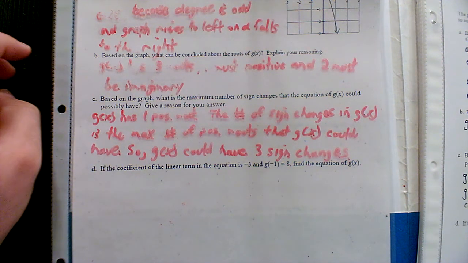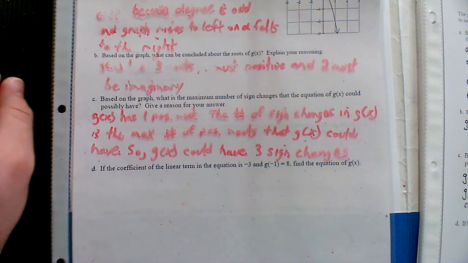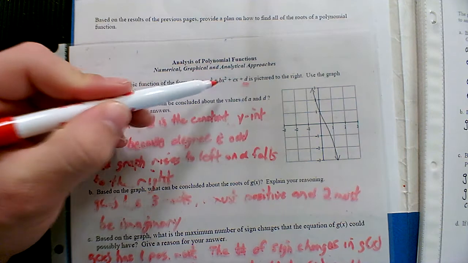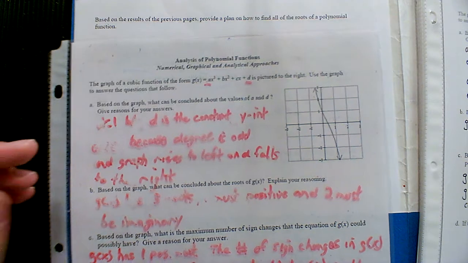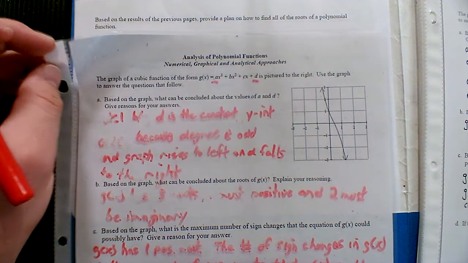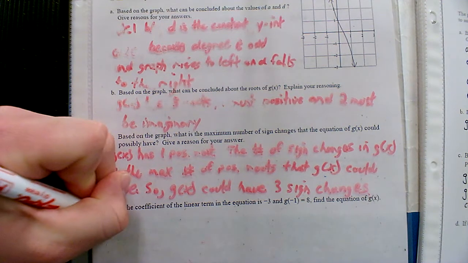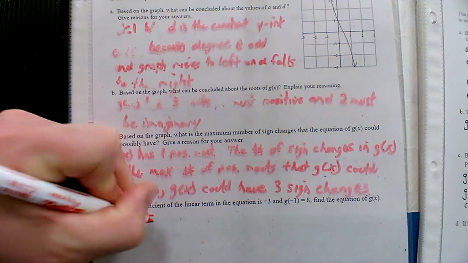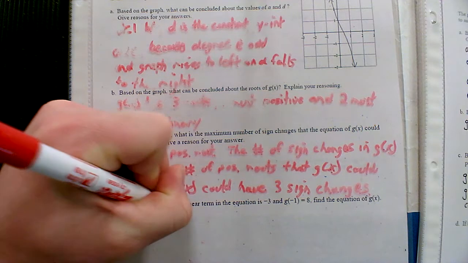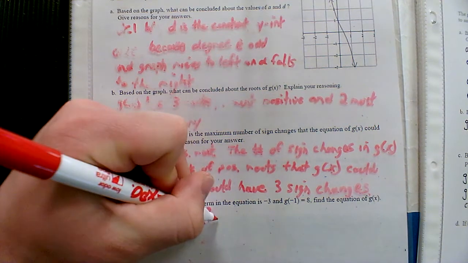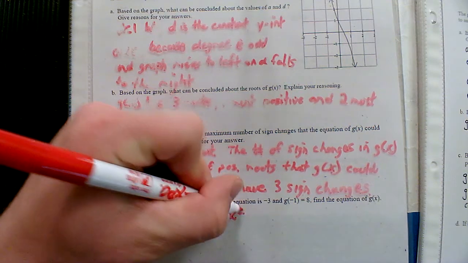Alright, if the coefficient of the linear term in the equation is -3 and g of -1 is equal to 8, find the equation of g of x. So we're trying to figure out what all of these coefficients are so we can actually write out this function. So the first one, let's just write out what it is. g of x equals ax cubed plus bx squared minus 3x plus 1.